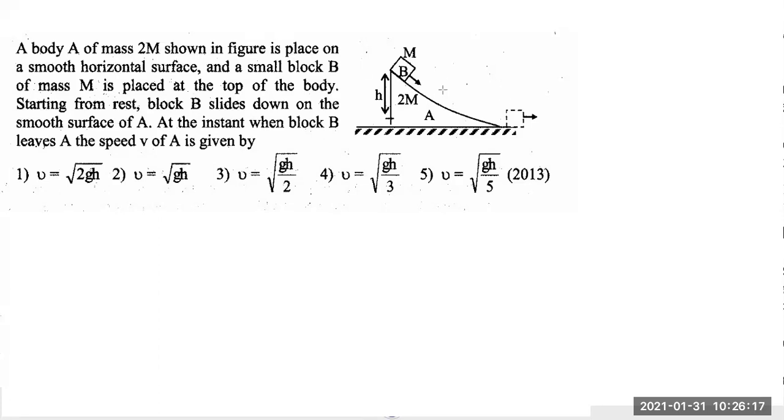Now let's do it like this. I'll cancel this out. This is how they are initially. Initially, velocity of B is 0. Velocity of B is 0 initially, right?